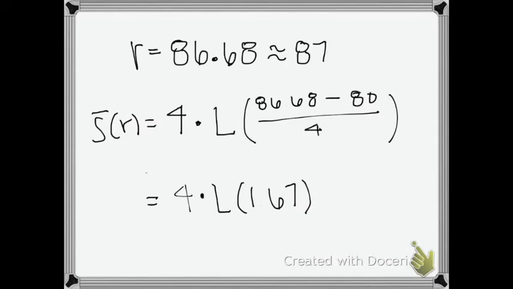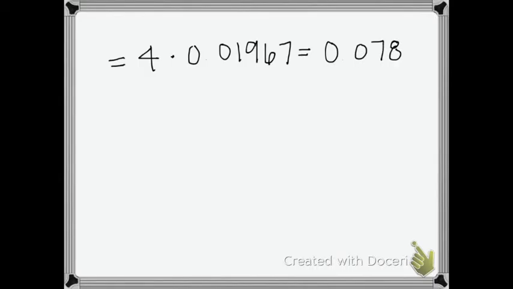To solve for L of 1.67, the table for the unit normal linear loss is located, and the indicated value under L of 1.67 is 0.01967. Using this number, we plug it back into the equation to then get 4 times 0.01967 equal to 0.0788.